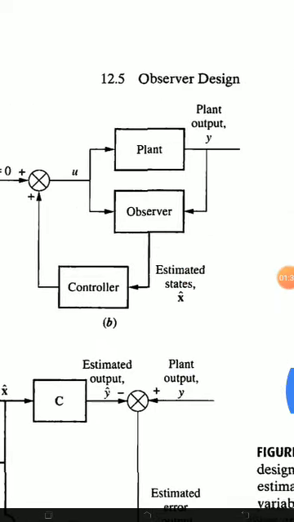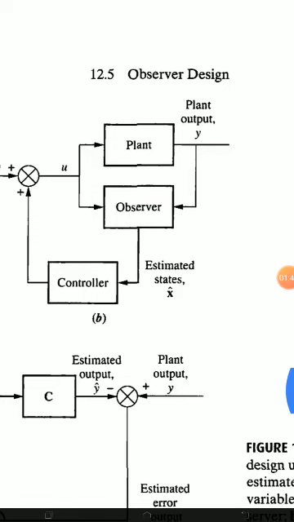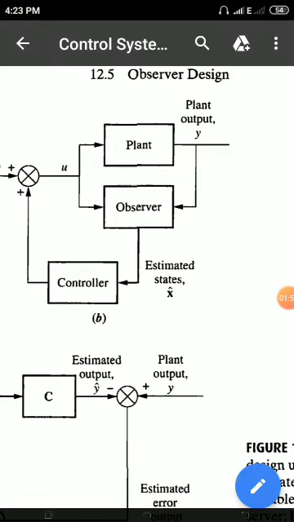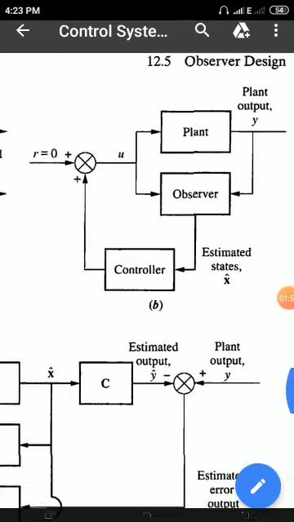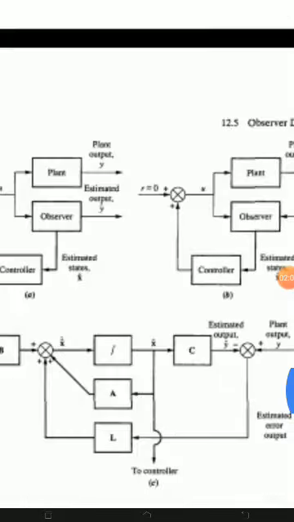And if it is a closed loop control system, you can see that the actual output of the plant is given to the observer, and with the help of input U and the actual output of the plant, the observer will try to estimate the unknown state variables, that is X cap, which will be given to the controller, and accordingly the controller will act, right?